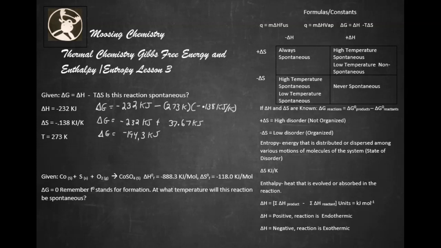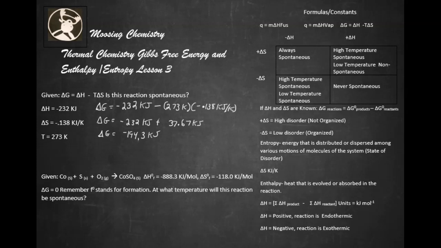Co plus S plus oxygen yields, looks like cobalt sulfate, with our delta H of formation equals negative 888.3 kilojoules per mole, and our delta S of formation equals negative 118.0 kilojoules per mole. Delta G is equal to 0. So remember that the degree F stands for formation. At what temperature will this reaction be spontaneous?